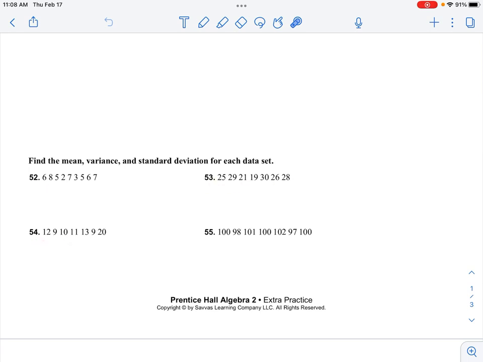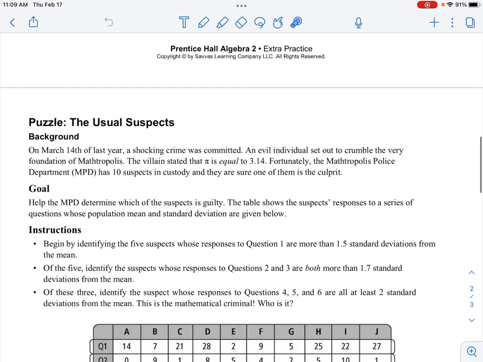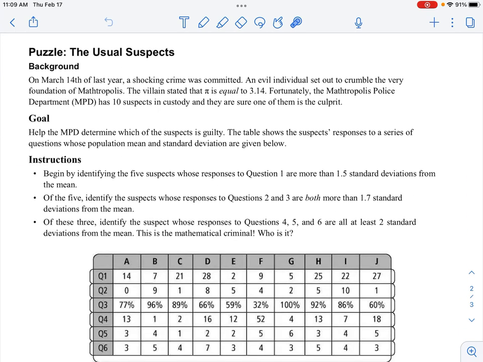And then these last 4 data sets, I would definitely plug into stats.blue and find your mean, your standard deviation, and your variance. You will have to do a little bit of math to find the variance. Your mean and your standard deviation will be given to you. What I really wanted to look at was this puzzle called The Usual Suspects.